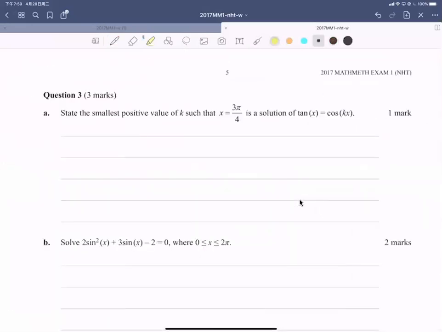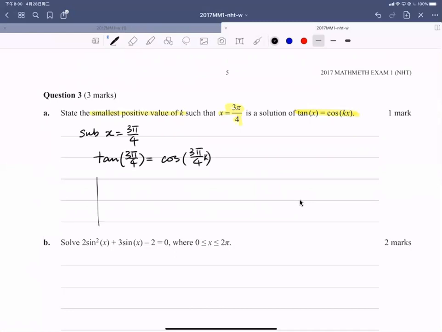Question 3 is 3 marks. State the smallest positive value of k such that x equals that is a solution to that equation. So let's substitute that x value, sub x equals 3 pi on 4. You should get tangent 3 pi on 4 equals cosine 3 pi on 4 times k. Okay?